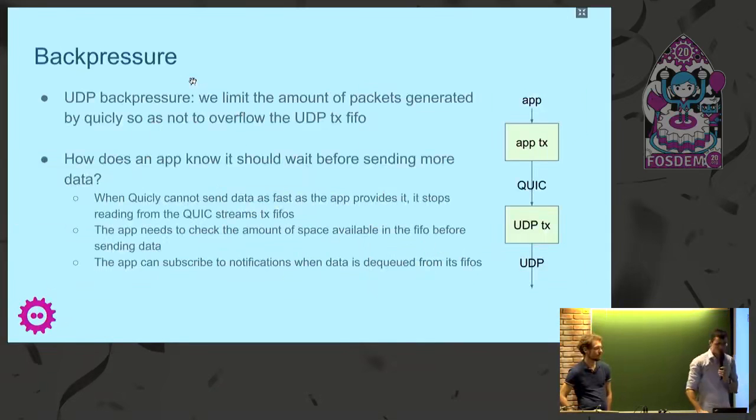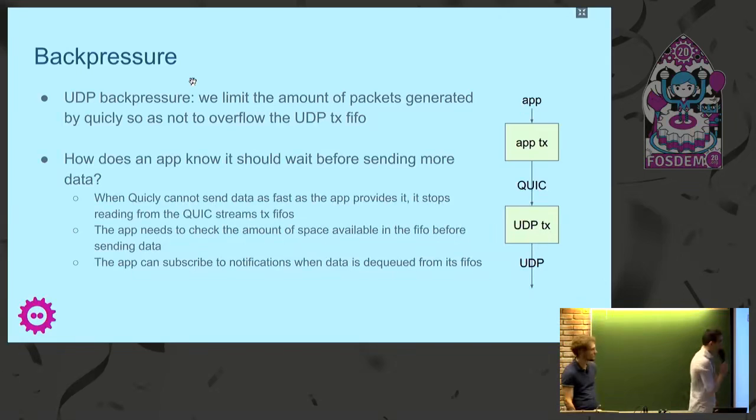There are also a couple issues on the TX path that we need to take care of. In particular, the back pressure, so how we make sure we don't encrypt packets that we actually don't have space for in the UDP TX FIFO to send them, which would be a bit sad, a big waste of cycles, or how the apps know that they need to wait before sending more data.